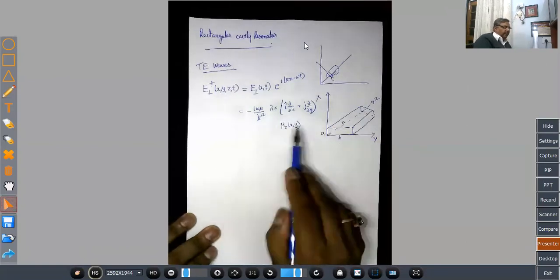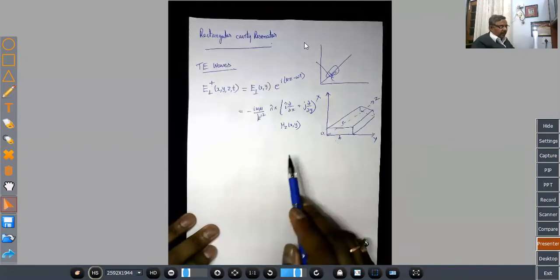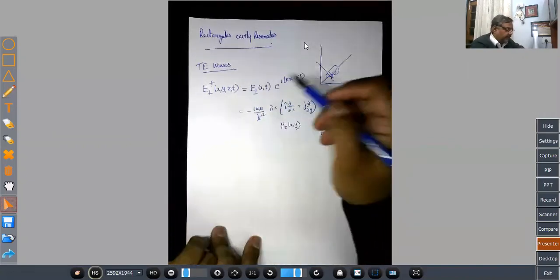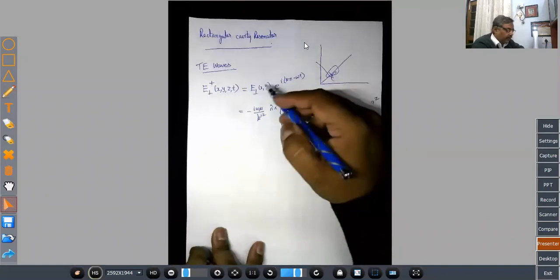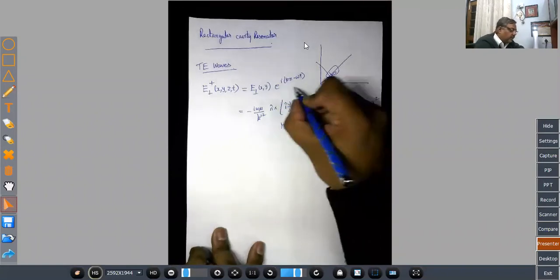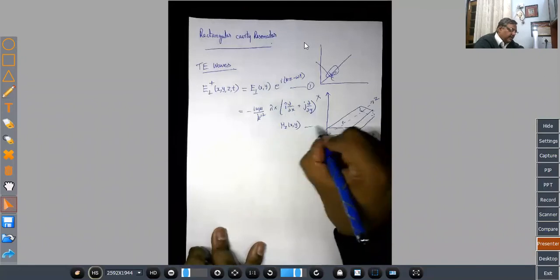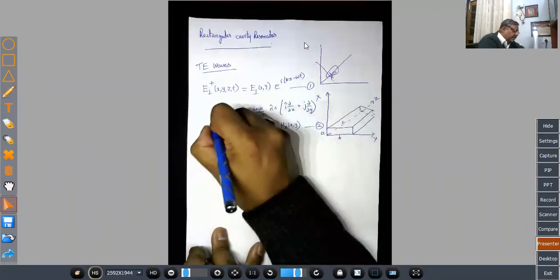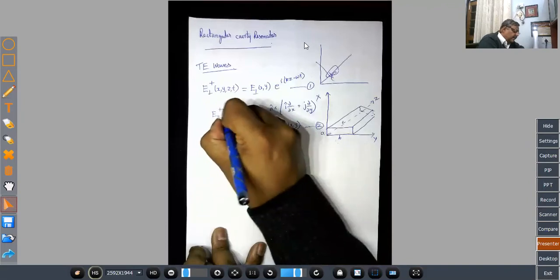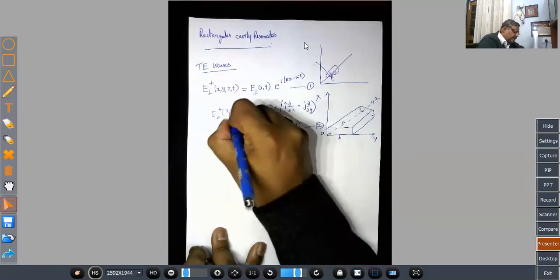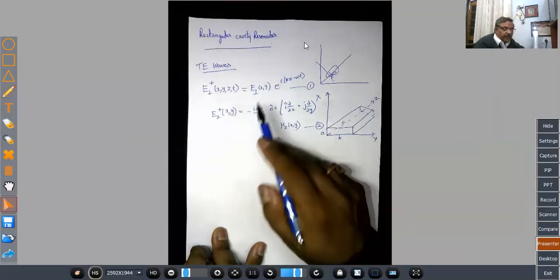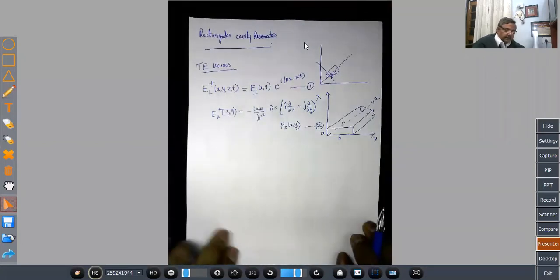This is the value of E perpendicular. We have substituted the value of E perpendicular from the previous equation. Previous equation means we derived that equation while we were studying the transverse electric mode in a rectangular waveguide. This equation, expression for E perpendicular, we have already derived it.